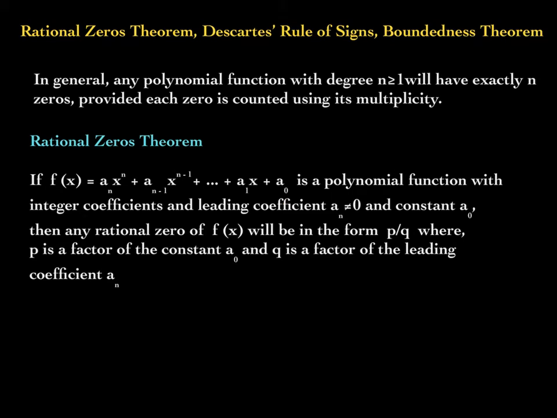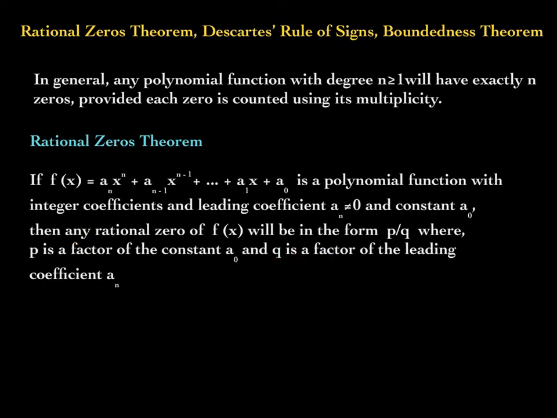Then this is the powerful part. Any rational zero of f of x. Now, a rational number is a number that can be written as a quotient of two integers. Or plainly put, you can write it as a fraction. Any rational zero of this function f of x will be in the form p over q, where p is a factor of the constant term a sub 0, and q is a factor of the leading coefficient a sub n.